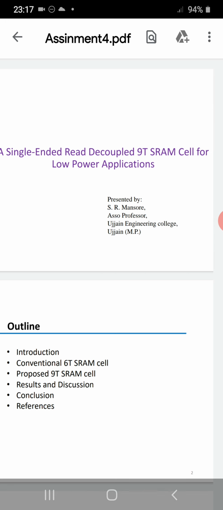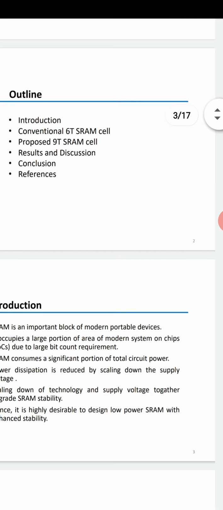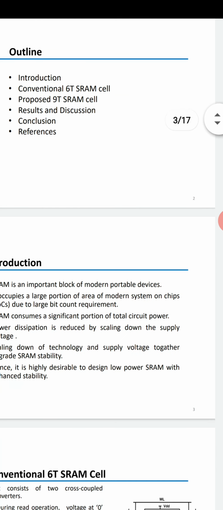This is assignment number 4, which is on design of a single-ended read-decoupled 9T SRAM cell for low power applications. This is the outline of my work: introduction, conventional 6T SRAM cell, 9T SRAM cell, result discussion and final conclusion.